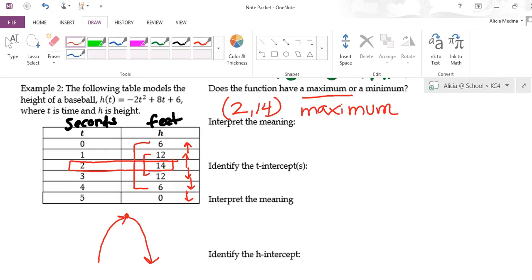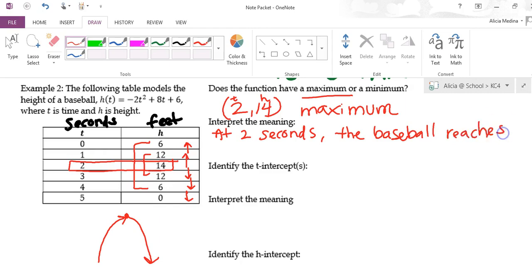Alright, interpret what that means. Well, this is t, and this is h. What we would say then is at 2 seconds, the baseball reaches a maximum height of 14 feet.